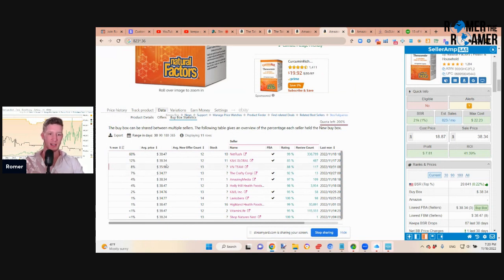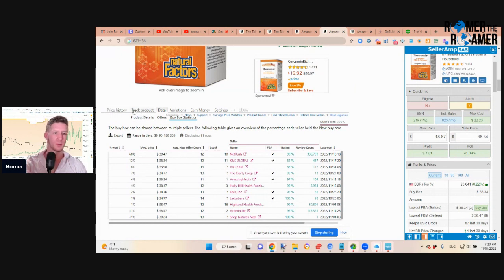Now, keep in mind, this guy's selling his product for $2.50 less than the current buy box. The FBA buy box, there's one buy box. There's no FBA MF buy box. The guy winning the buy box is an FBA seller. He's at $38.47. Now, this person wins the buy box 8% of the time at $35. So that is a pretty good indicator that if you wanted to, you could FBA this.